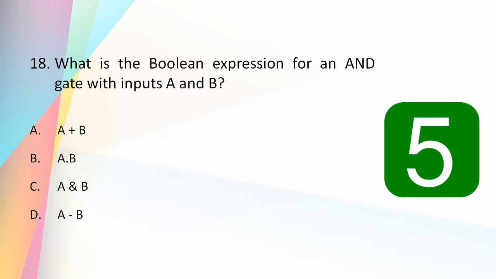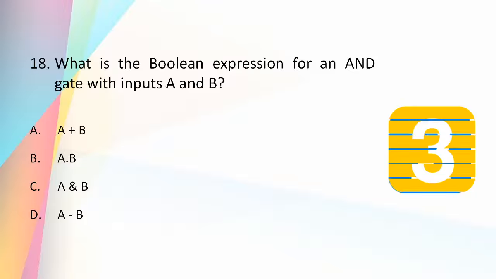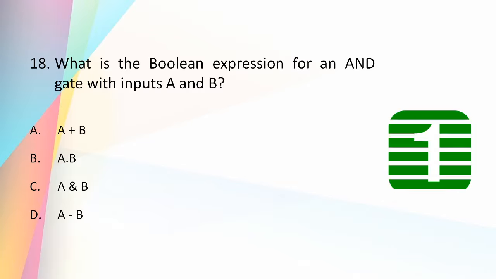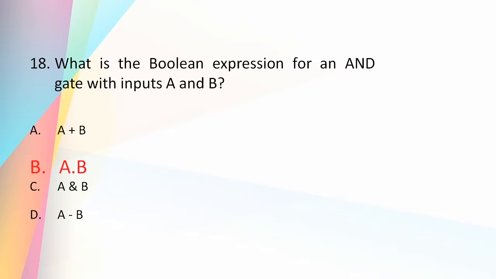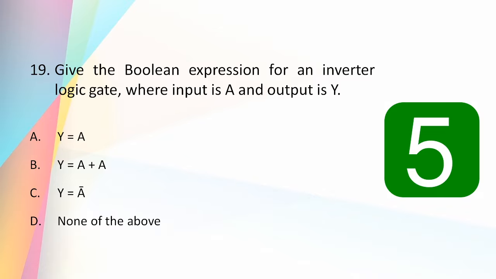What is the Boolean expression for an AND gate with inputs A and B? A plus B, A dot B, A and B, A minus B. And here you go. And the answer is A dot B. Dot represents the AND operation in Boolean algebra.